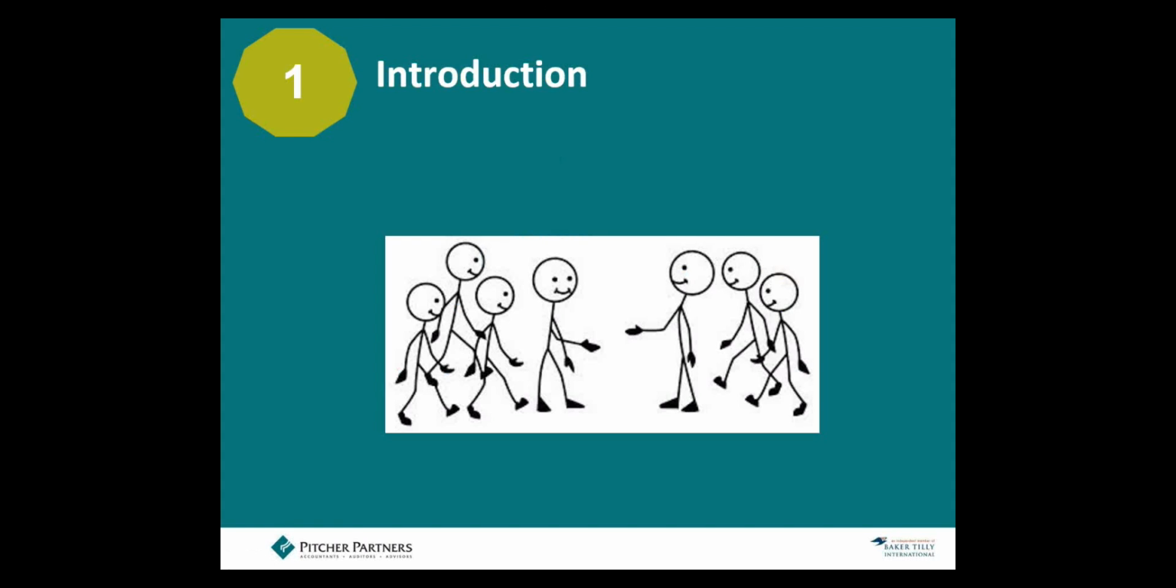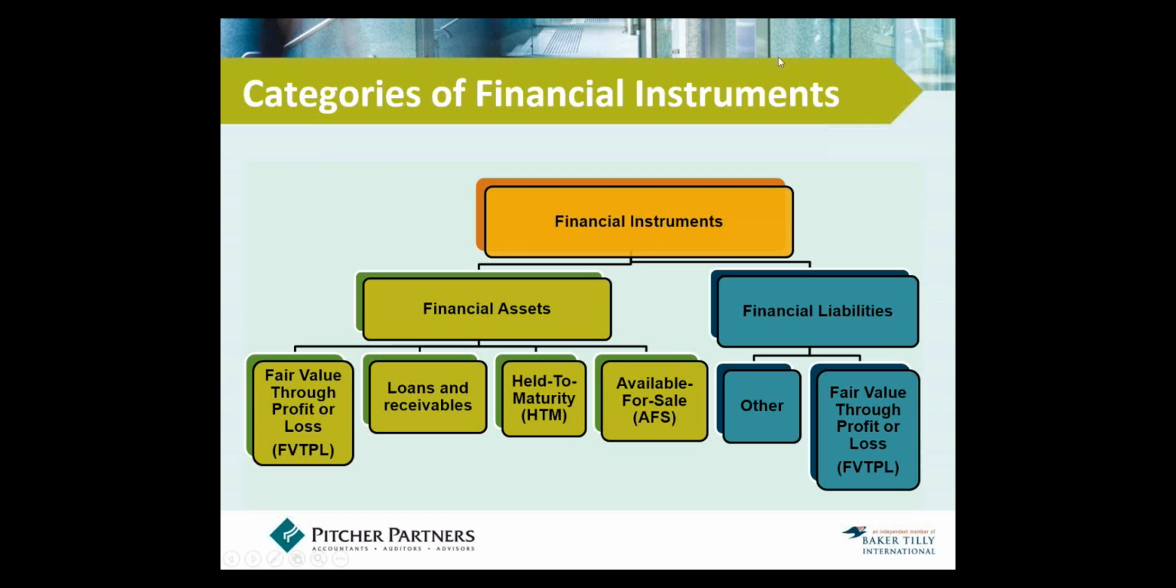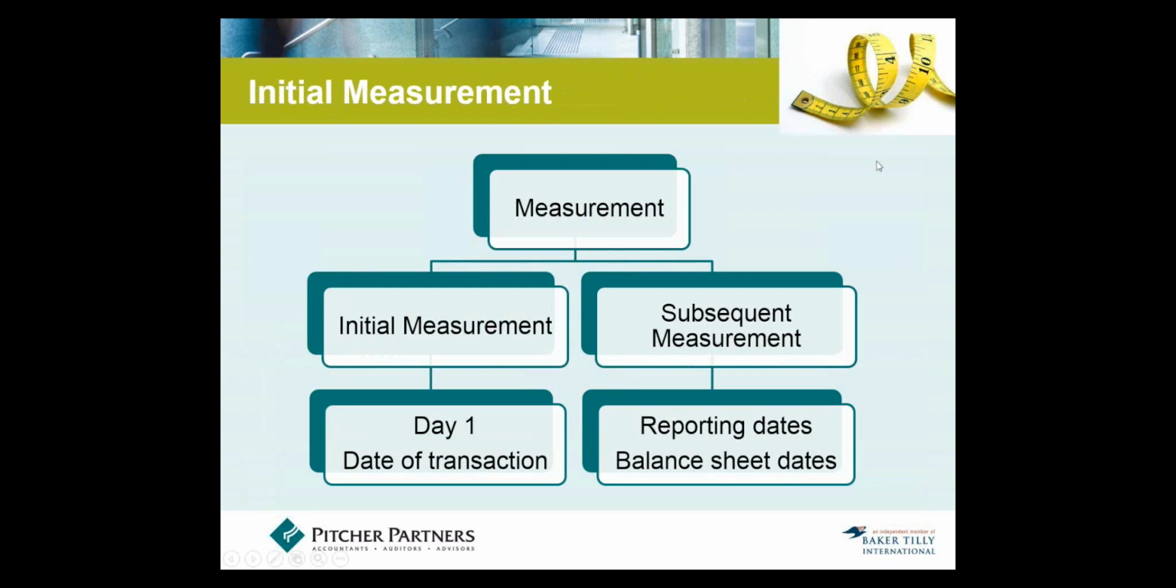So if we start with a little bit of an introduction, the categories of financial assets. We said last time, remember, we've got four categories of financial assets and two categories of financial liabilities. And in last month's webinar, we looked at the various definitions, and we said if you cannot determine the correct category, you're going to really struggle to get the accounting correct, because the categories drive the accounting treatment.